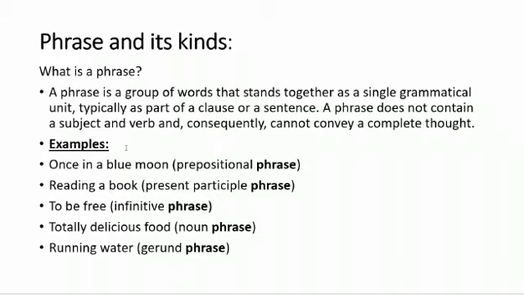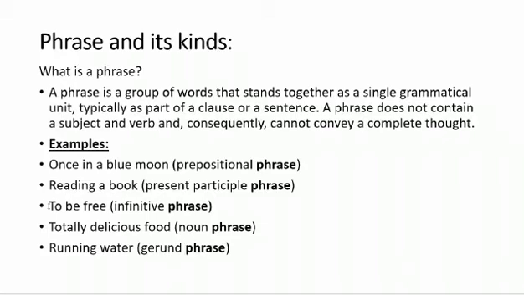Now look at the examples of phrases. Number one, once in a blue moon, it is a prepositional phrase. And why do we say it is a prepositional phrase? Because it begins with preposition once. Now, number two, reading a book. It is a present participle phrase. It is beginning with present participle involving action over here, reading a book.